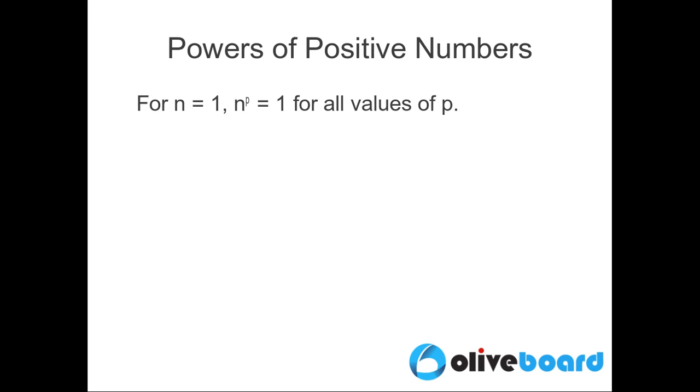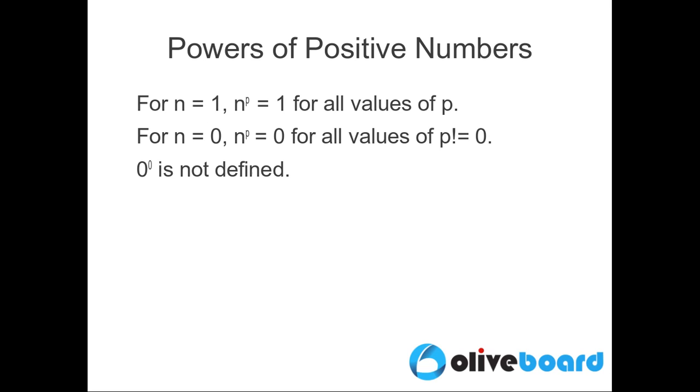Now we consider the special case of n being equal to 1. When n is equal to 1, n power p equal to 1 for all values of p. We also consider the case of 0, even though it is not a positive number, in this lesson, just to note that 0 power p will be 0 for all values of p not equal to 0. In the case where p equal to 0, which is 0 power 0, the number is not defined.